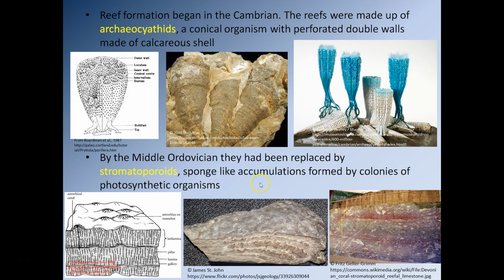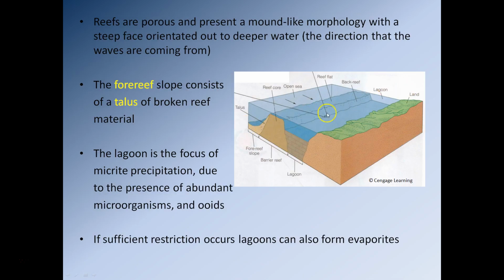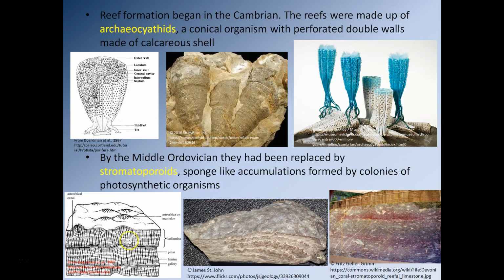So by the time we make it into the Ordovician, the archaeocyaths are gone, and they're replaced by the stromatoporoids. They are sponge-like accumulations formed by colonies of photosynthetic organisms. So essentially just imagine a giant stromatolite almost, a giant linear stromatolite or giant mounds of stromatolites forming the barrier here, forming the reef. You can see this is a diagram of them. They'd form layer after layer after layer. They have this very distinctive lumpy appearance on the top. You can see it on the fossil here, how it looks rather lumpy on the top, and you can see the layering underneath.